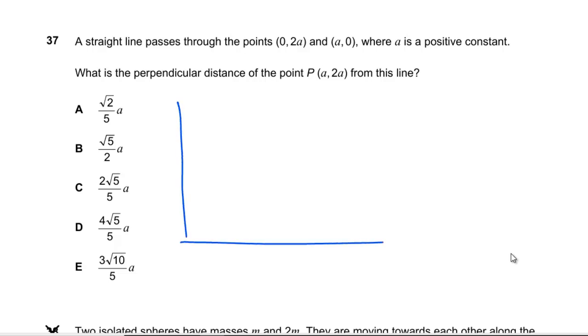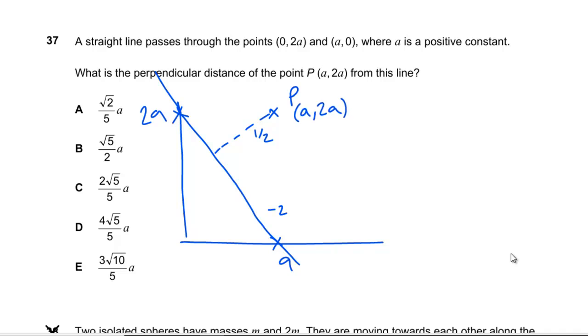So let's just look at this quadrant here. So we're going through 0 to A and A 0. So we've got a straight line going through these. And then we've got a point P up here, and we want to get that distance there. Okay, so this has got a gradient of -2. This will have a gradient of a half then. That's going through A to A.